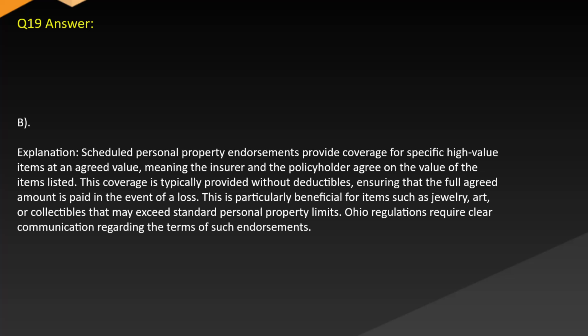Answer B. Explanation. Scheduled personal property endorsements provide coverage for specific high-value items at an agreed value, meaning the insurer and the policyholder agree on the value of the items listed. This coverage is typically provided without deductibles, ensuring that the full agreed amount is paid in the event of a loss. This is particularly beneficial for items such as jewelry, art, or collectibles that may exceed standard personal property limits. Ohio regulations require clear communication regarding the terms of such endorsements.